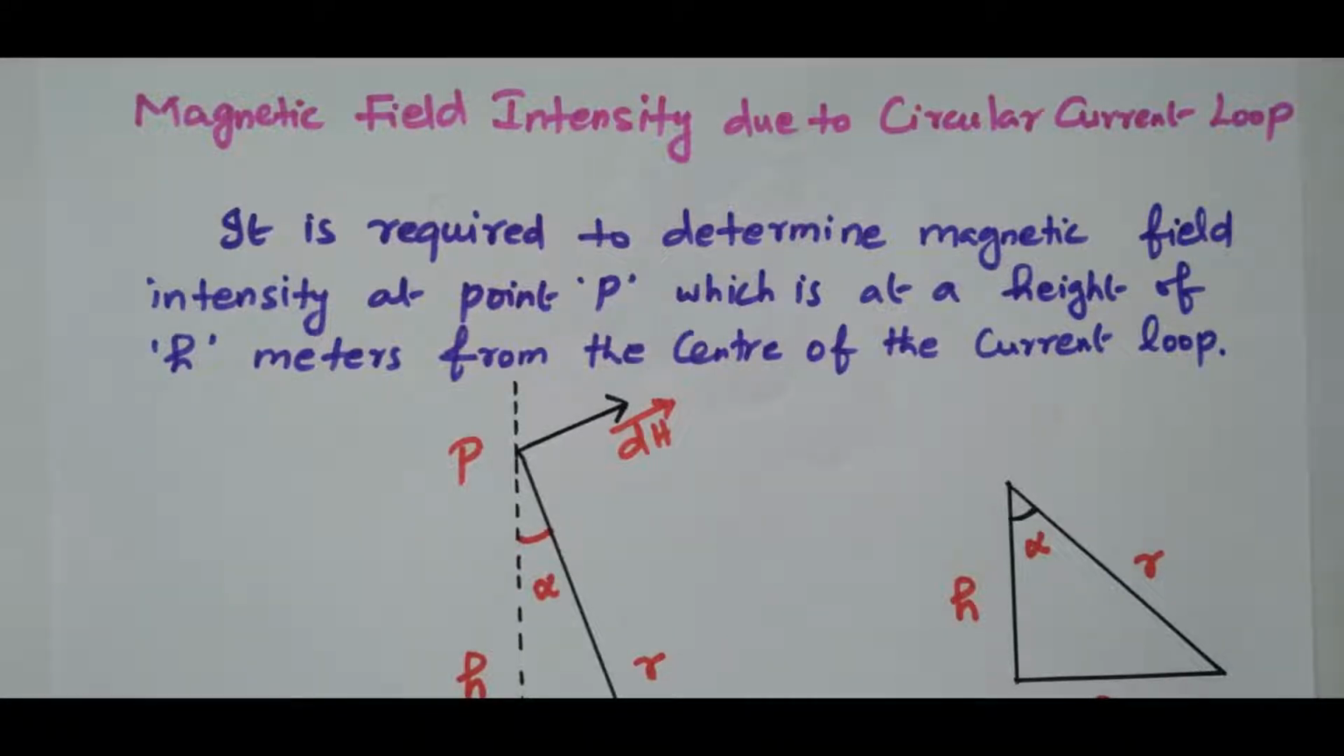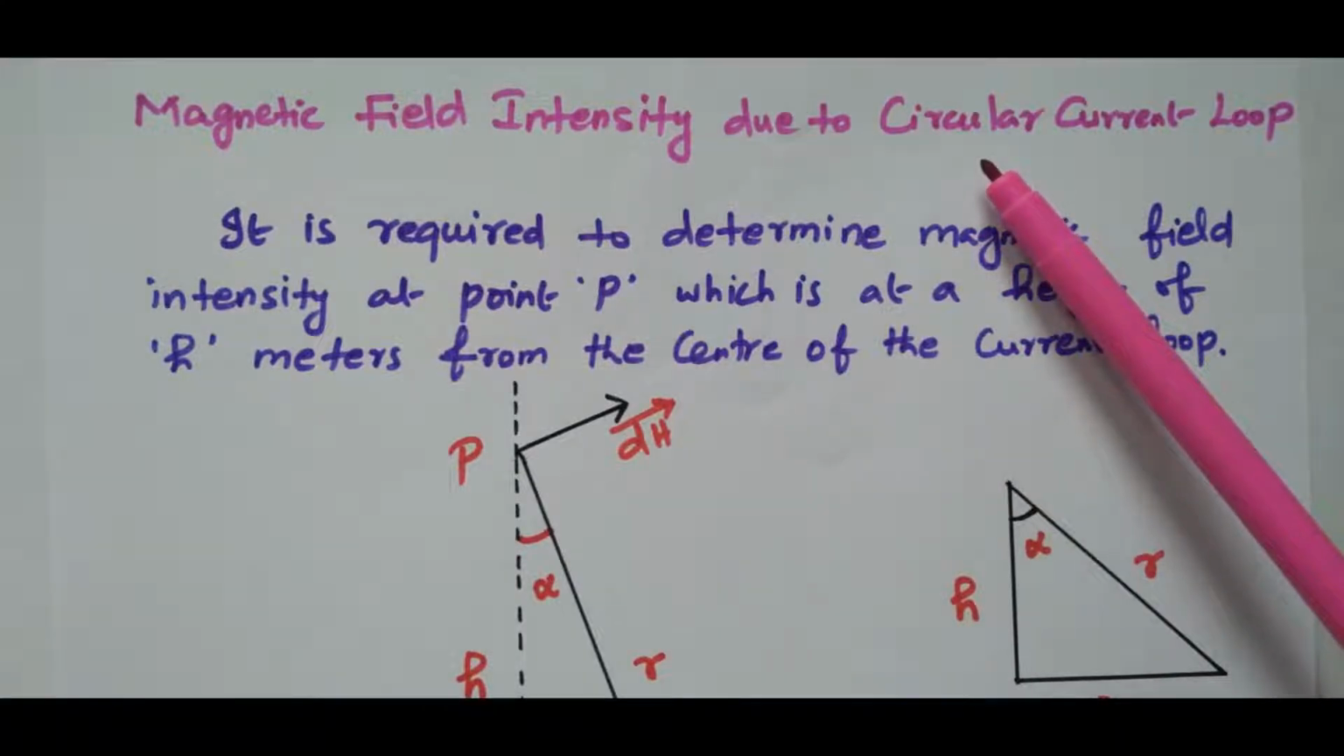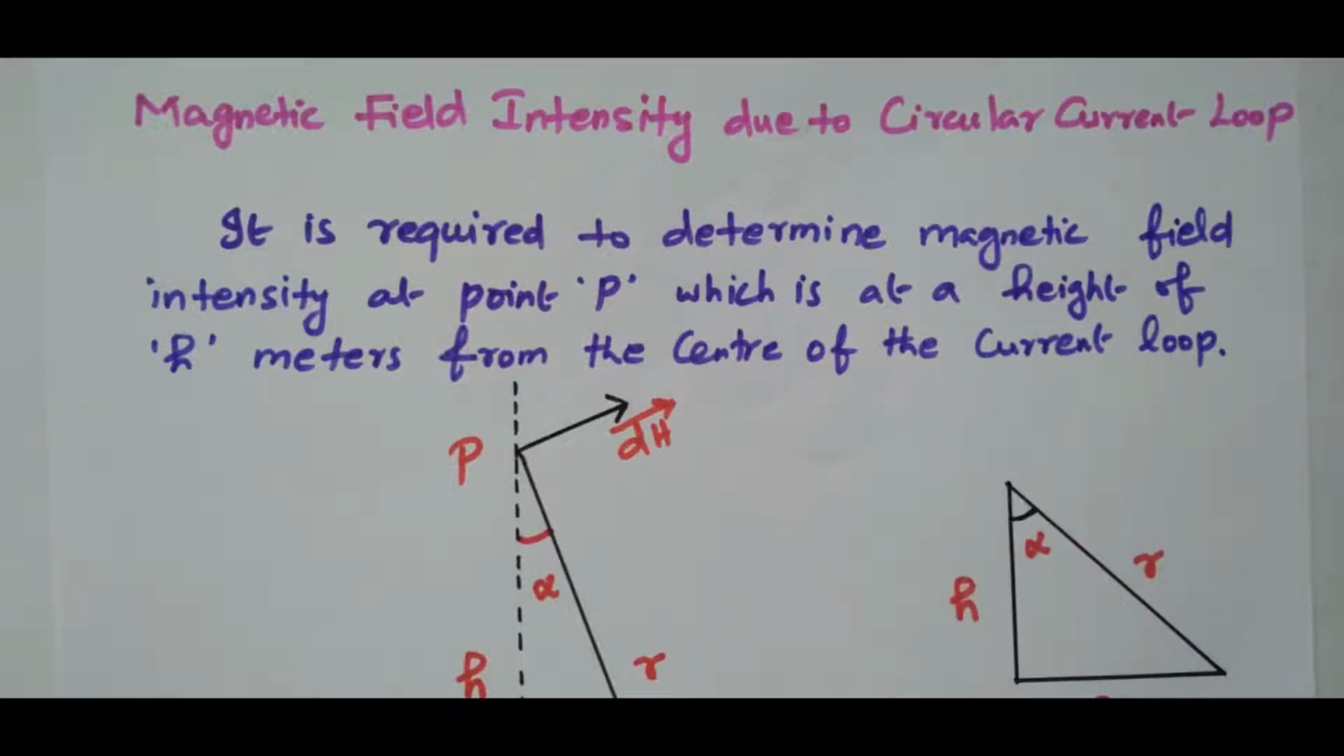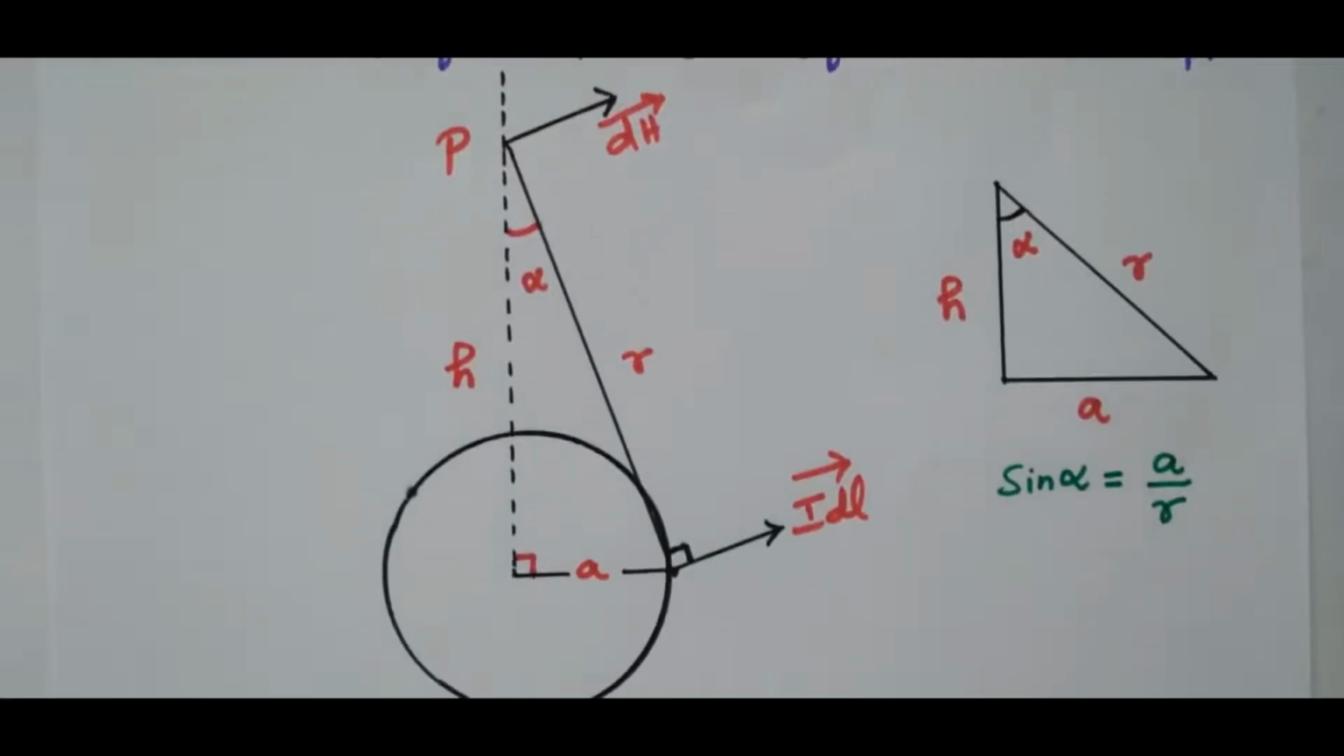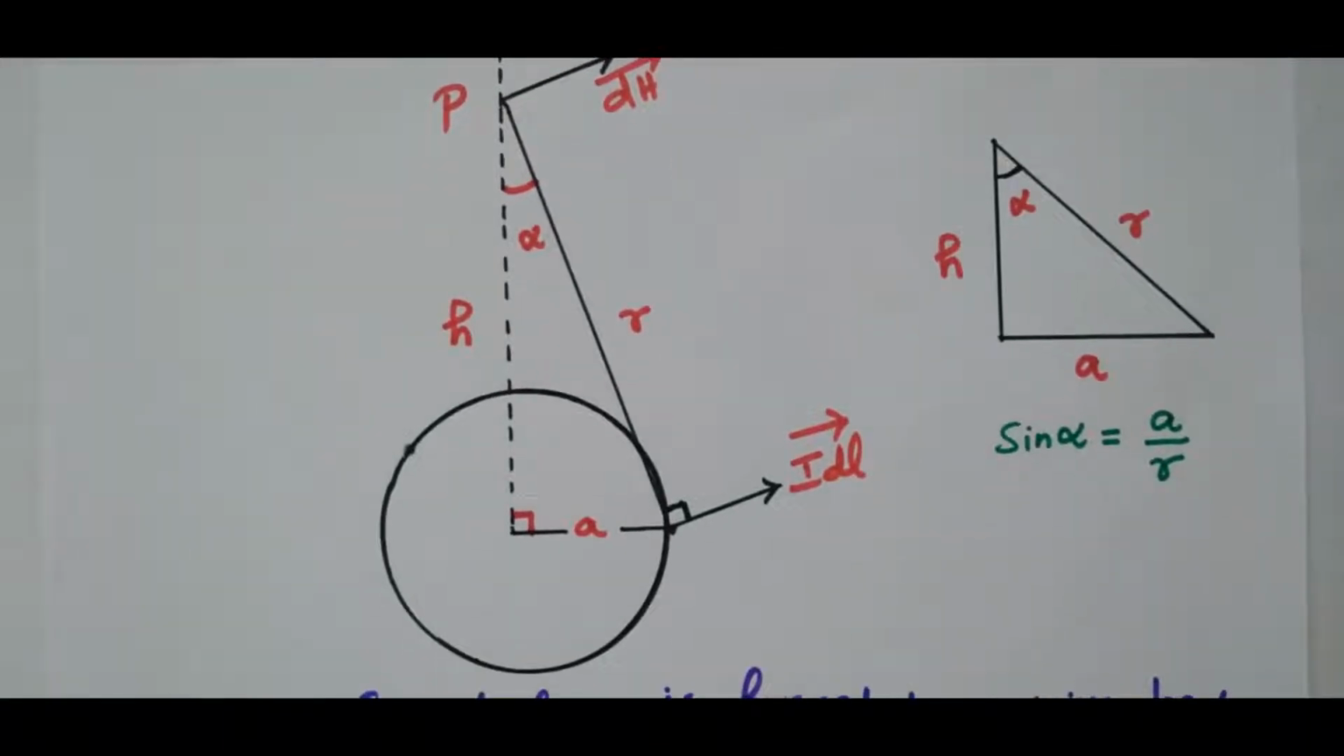Welcome viewers. In this video, we'll see the magnetic field intensity due to a circular current loop, followed by two problems. Now we'll refer to the diagram. One lengthy wire is available. That wire's two ends are joined together and the circular loop is formed.